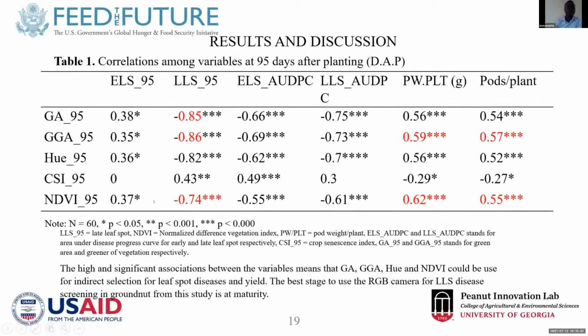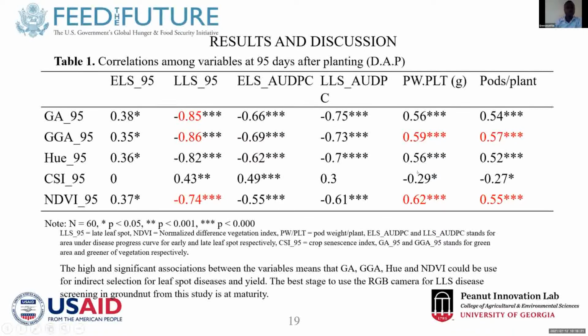NDVI was also negatively correlated with late leaf spots at 95. The least of this correlation, which was positive, was seen between crop senescence index at 95 and late leaf spots at 95. And you come to the pod weight per plant. The highest association, which was positive, 0.62, was seen between the NDVI and pod weight per plant.